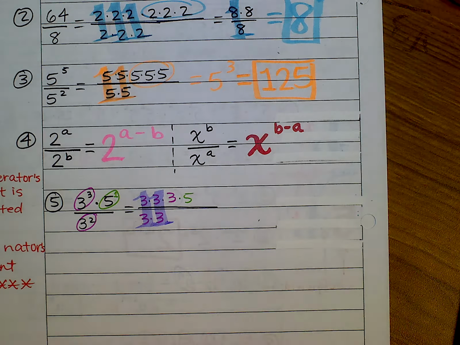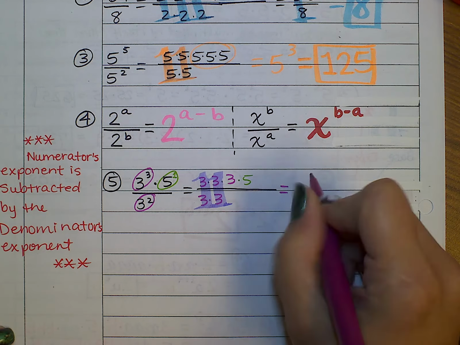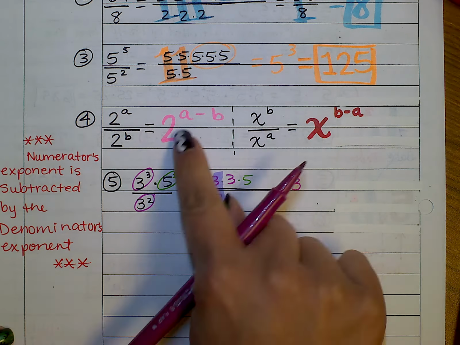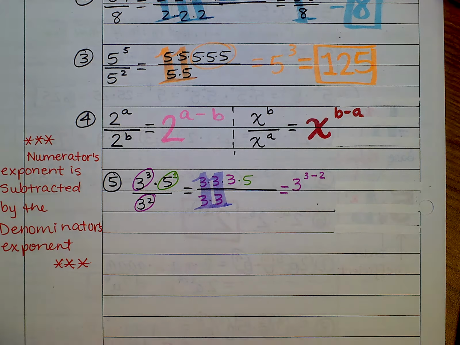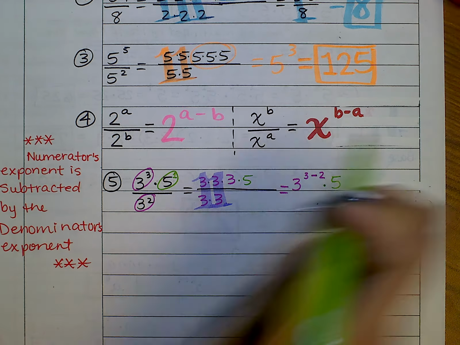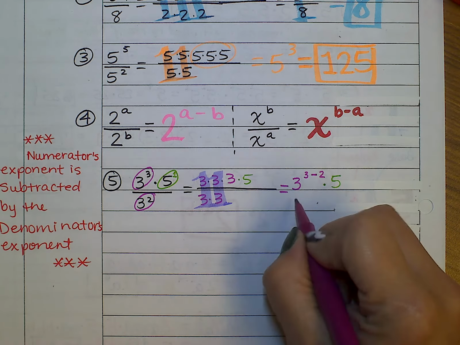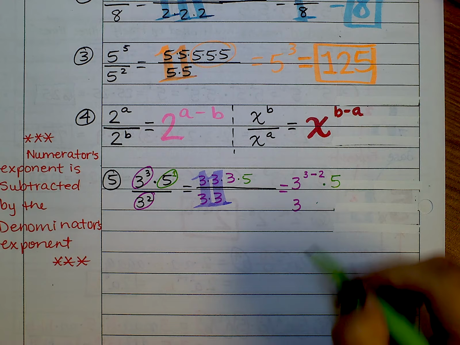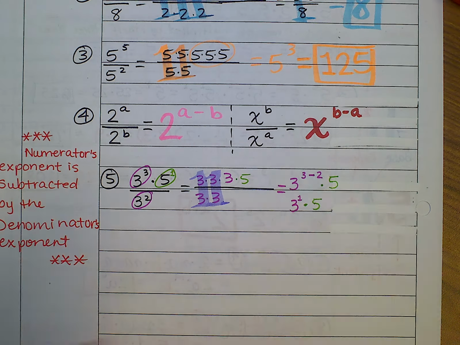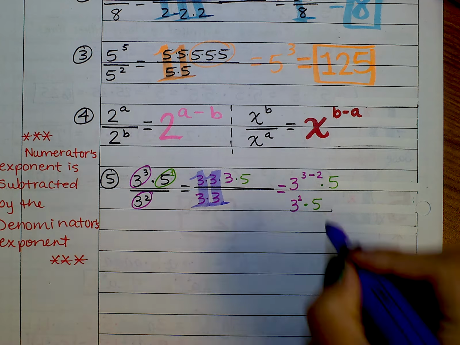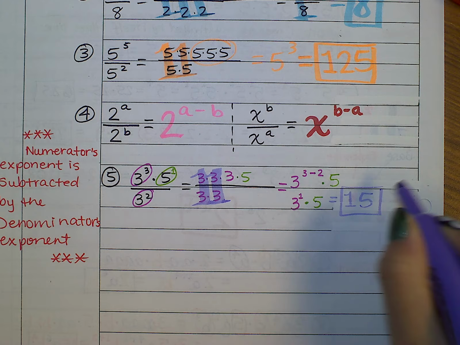So I could have actually written this out as 3 to the third power minus 2, then times 5, which of course, 3 minus 2, that's just equal to 3. If you want, I'll even put on here to the first power. So that means our final answer would, of course, be 15.